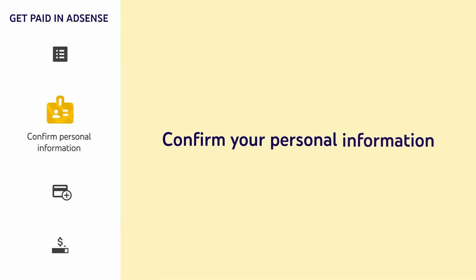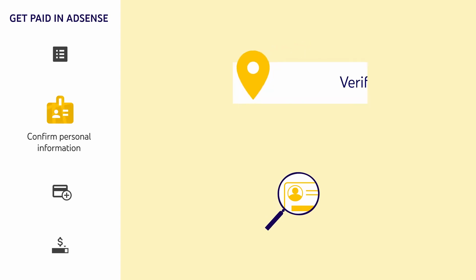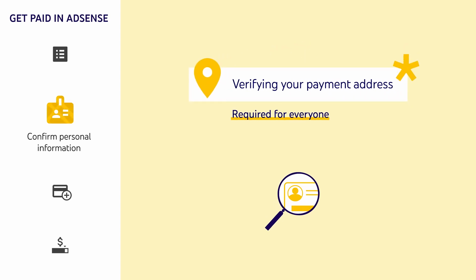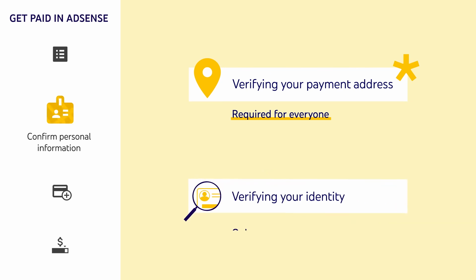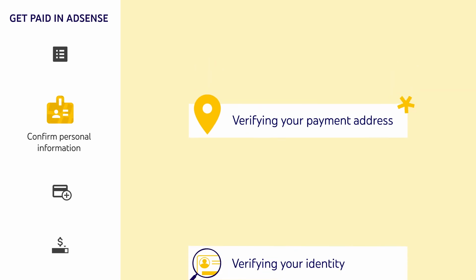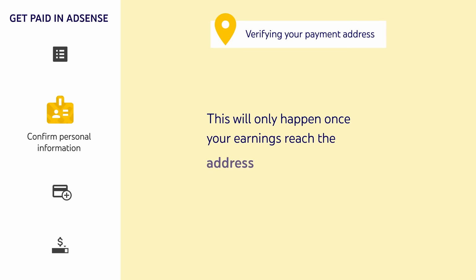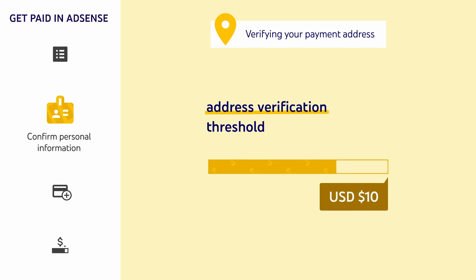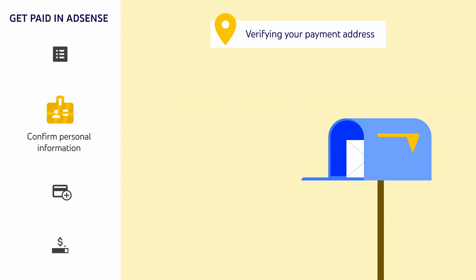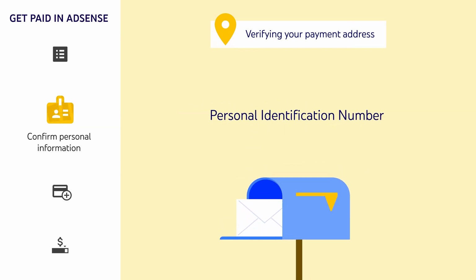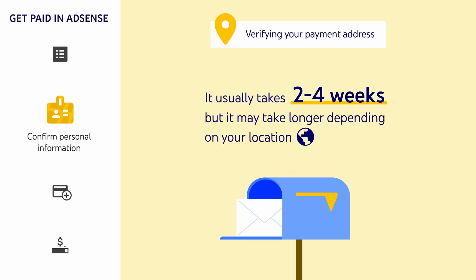Next, you'll need to confirm your personal information. Confirming your personal information consists of two potential parts: verifying your payment address, which is required for everyone, and verifying your identity, which is only required in some instances. Let's first go through verifying your payment address. This will only happen once your earnings reach the address verification threshold, which is $10 US, or whatever the equivalent is in your currency. Once you reach that threshold, we'll mail you a 6-digit personal identification number, also called a PIN. It usually takes 2 to 4 weeks for your PIN to arrive to your payment address, but it may take longer depending on your location.